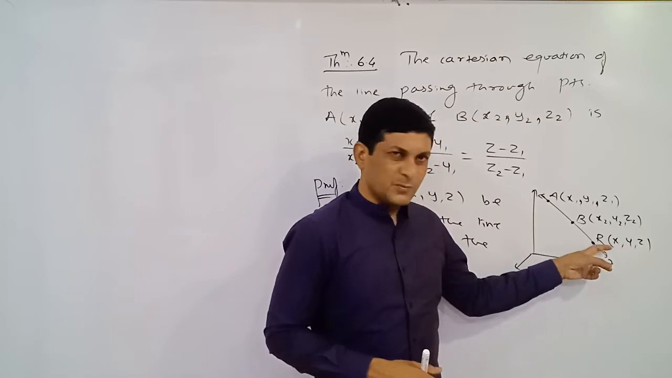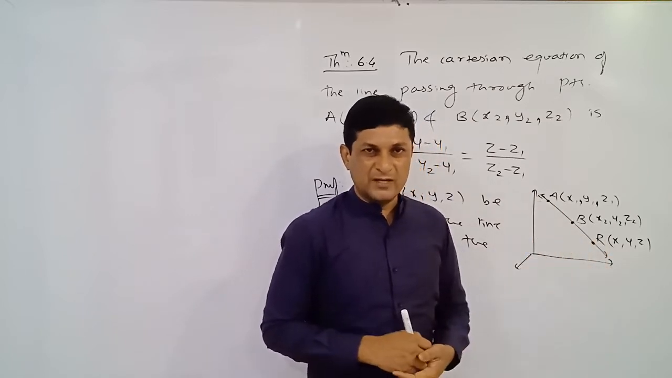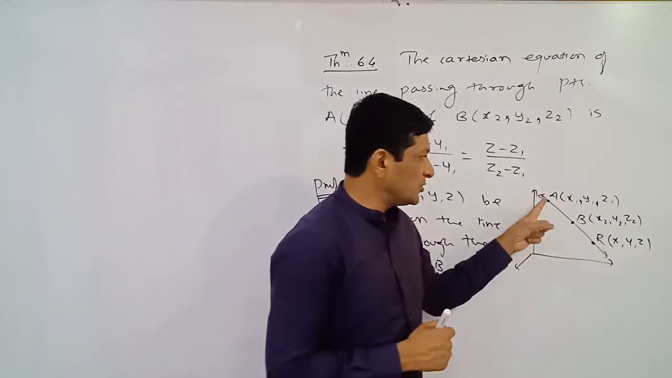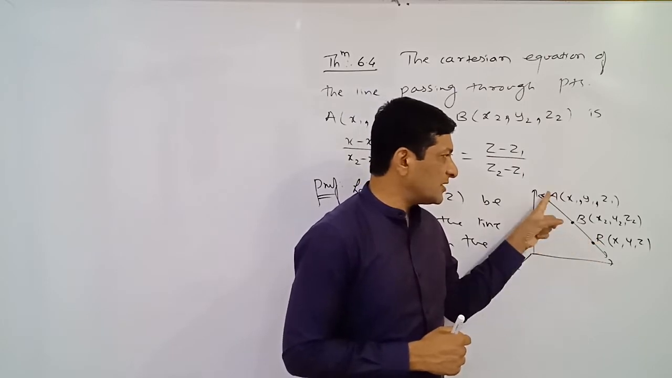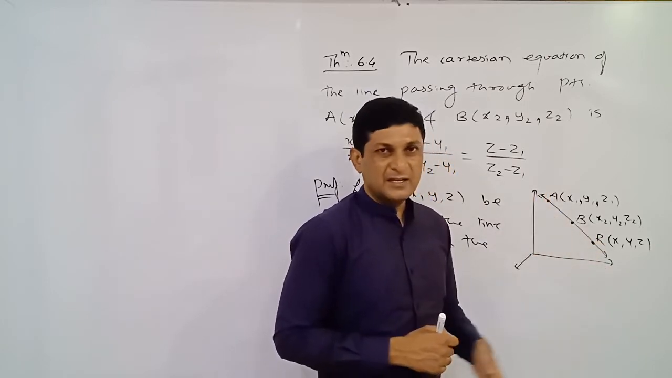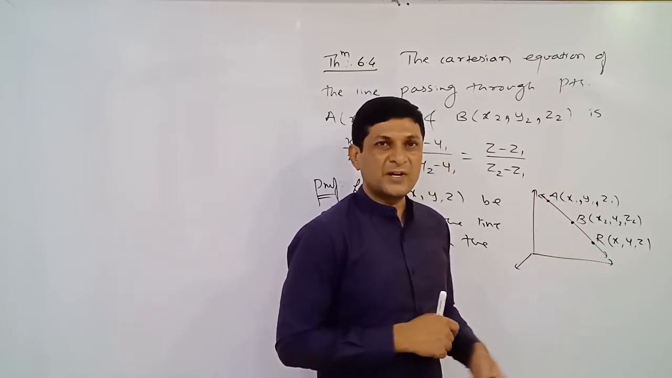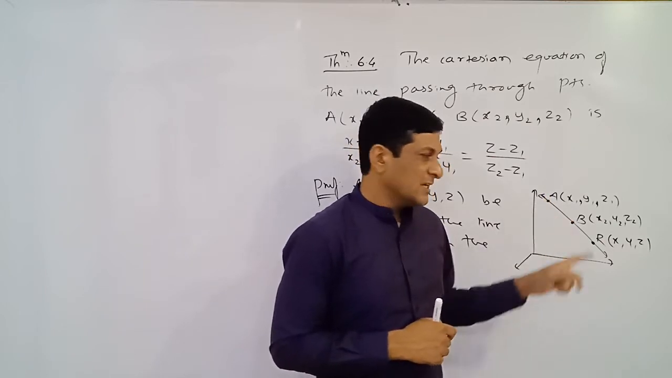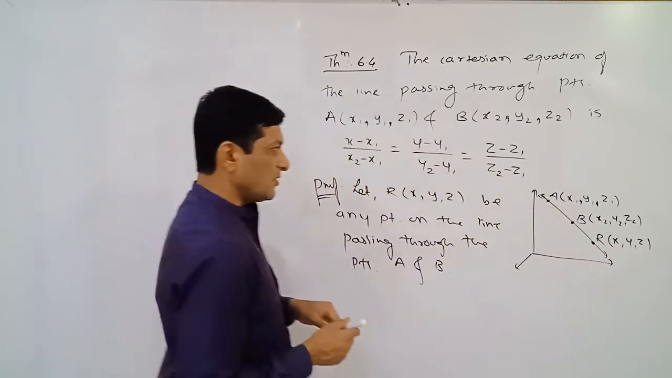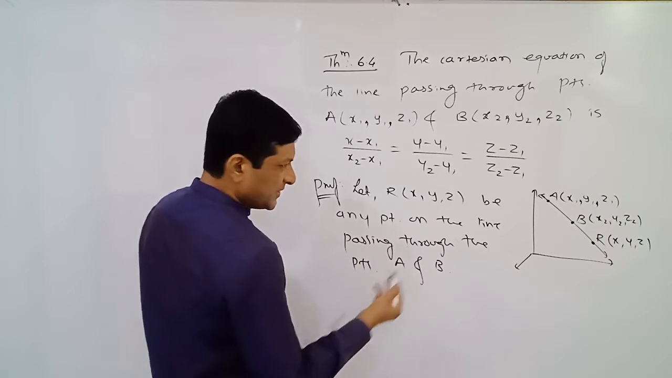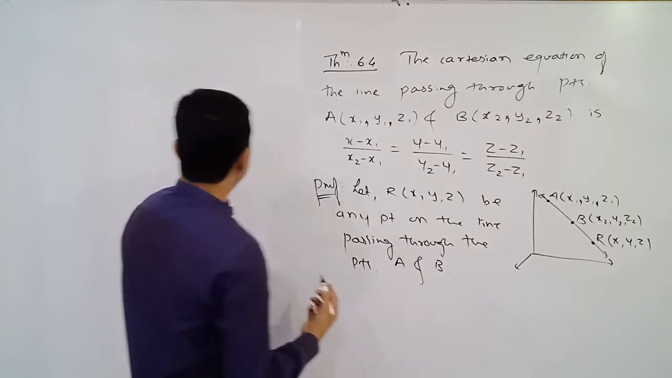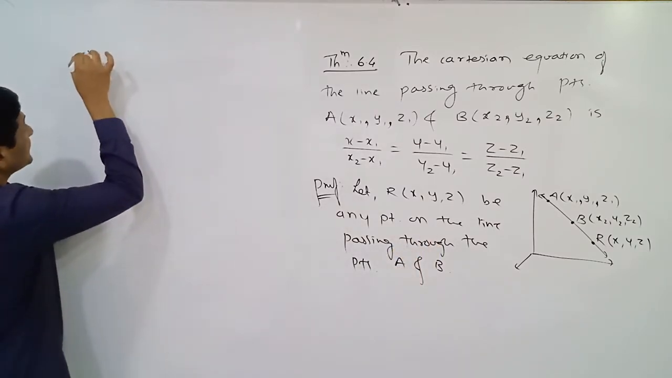Now we can observe that here three points on the line are known to us. R is any point, and A and B are the given two points. First we are trying to find out the direction ratios of AR, and later on we will try to find out the direction ratios of AB. So first find out the direction ratios of AR, or we can say AR bar.